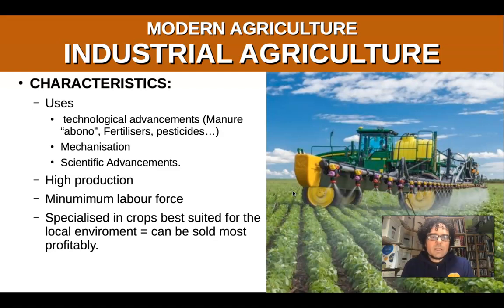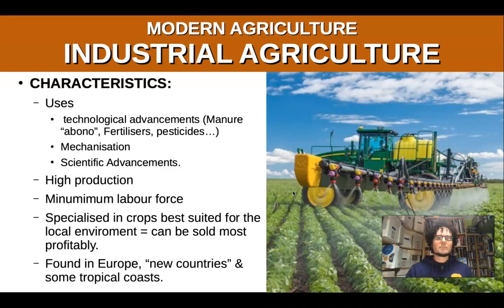The industrial agriculture is specialized in crops best suited for the local environment, so they can be sold most profitably. Vamos a decir esto en castellano porque se entenderá mejor. Es una agricultura especializada en cultivos que son más adecuados para el entorno local, por clima, por tipo de suelo, ¿vale? De esta forma se pueden cultivar más barato porque las condiciones climáticas y ambientales son favorables, así que se puede vender con más beneficio, sold most profitably, o sea, se puede vender con más beneficio.